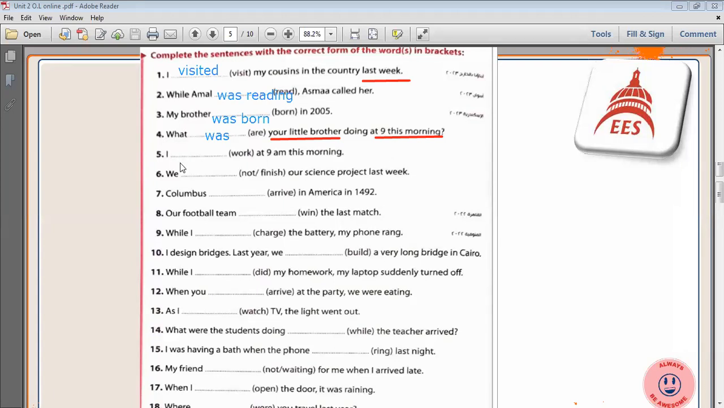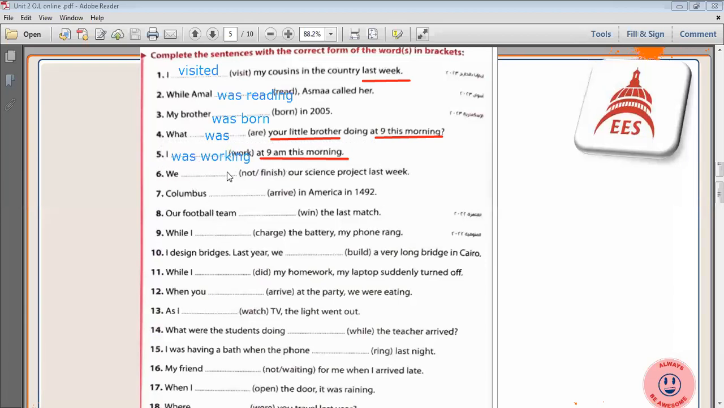Number 5. Here I have at 9 a.m. this morning. So a specific time in the past and the action was in progress. I will use the past continuous. So the answer was working. Beautiful. I believe it's easy.